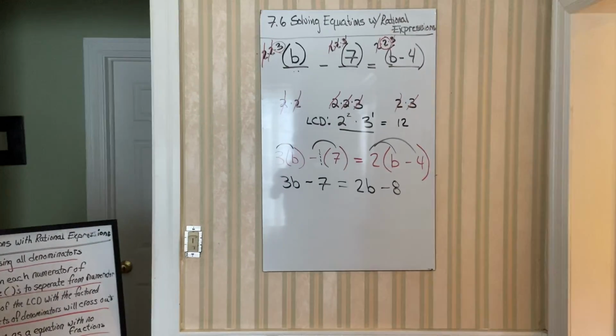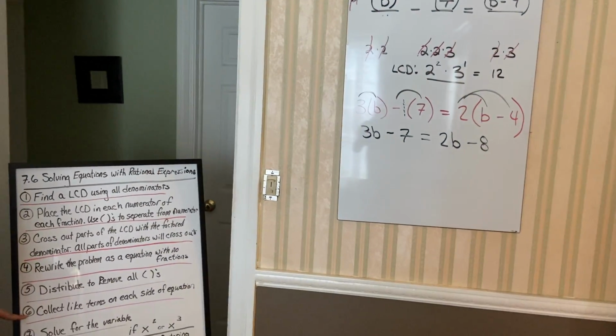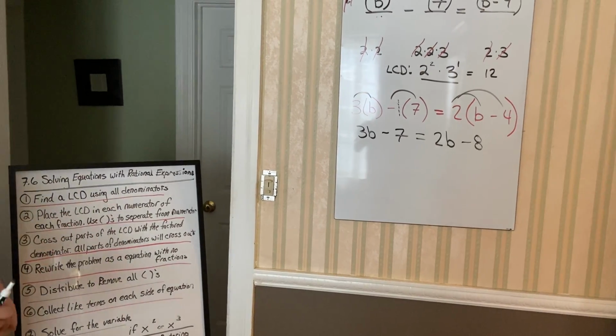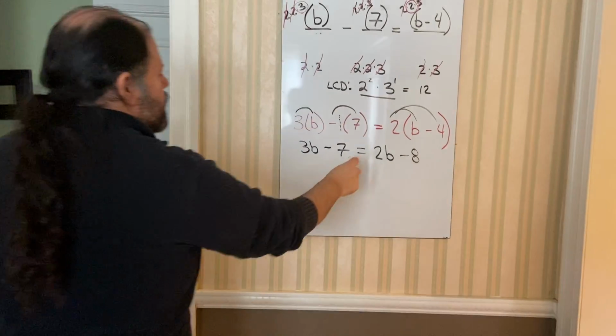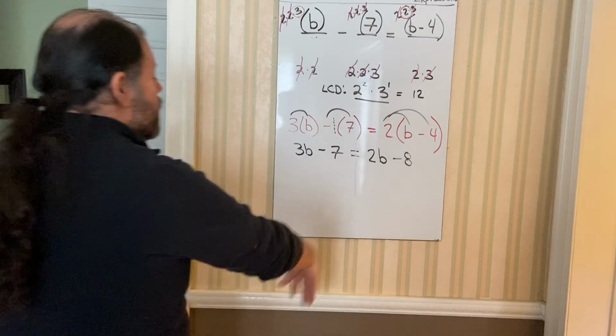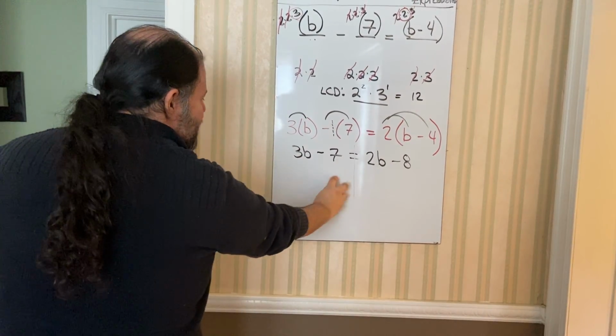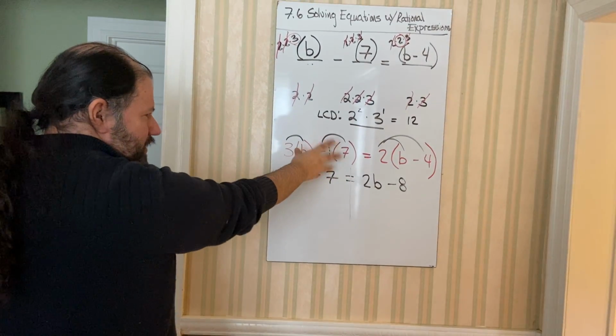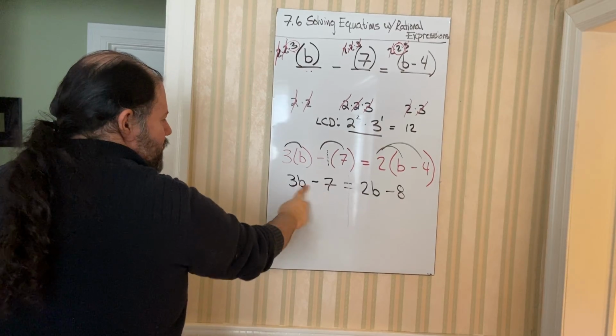Once you have this, then we said the next step is collect any like terms on each side of the equation. Remember, we have an equal sign. When you have an equal sign, you know you have a left-hand side and a right-hand side. So focus on one side of the equation at a time and see if you can simplify. Remember, simplifying was basically get rid of the parentheses, which we did, and then collecting any like terms.